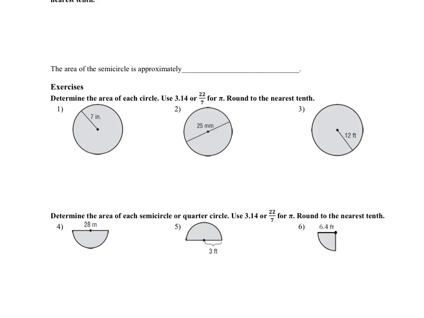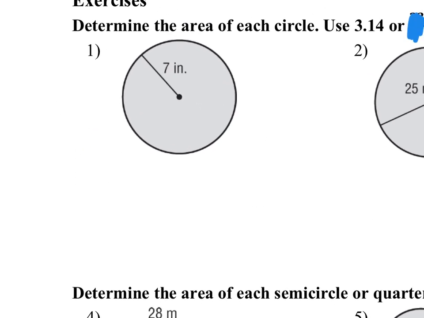So for the exercise, it says determine the area of each circle. Use 3.14 for pi. I hate this 22 over 7 for lots of reasons, but it may come in handy eventually. But for right now, don't use it. It says round to the nearest tenth, so 1 decimal place. So on number 1, on every one of these, we are using the same formula. The area of the circle is going to be pi r squared. We already have our radius right here. So I'm going to plug in my 7 squared right here, and I'm going to multiply times pi, 3.14 times that 7 squared.